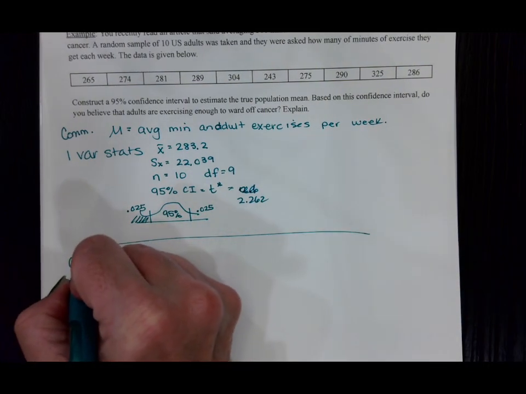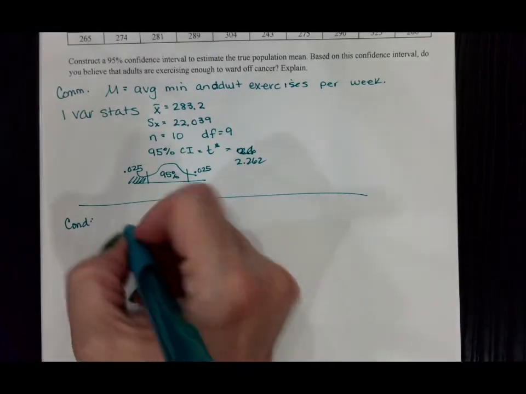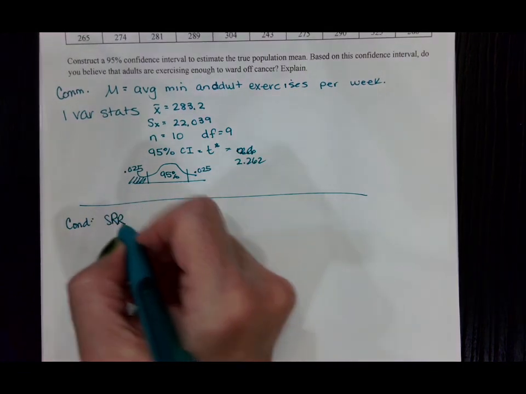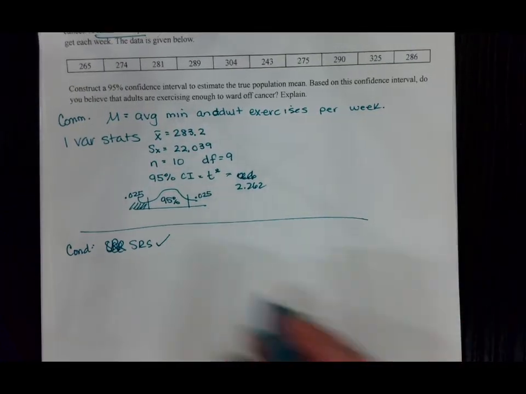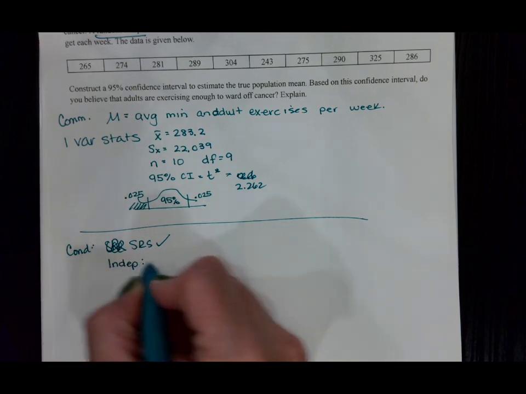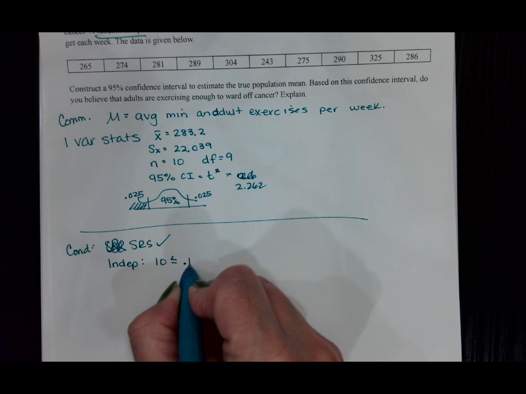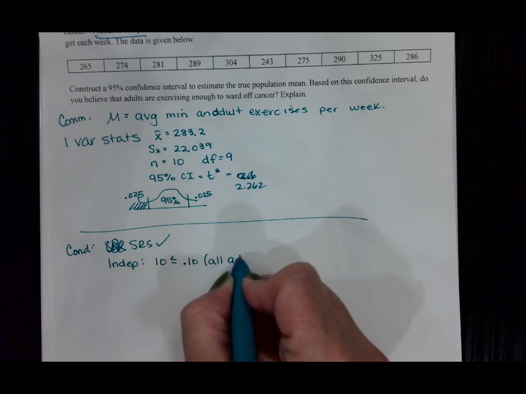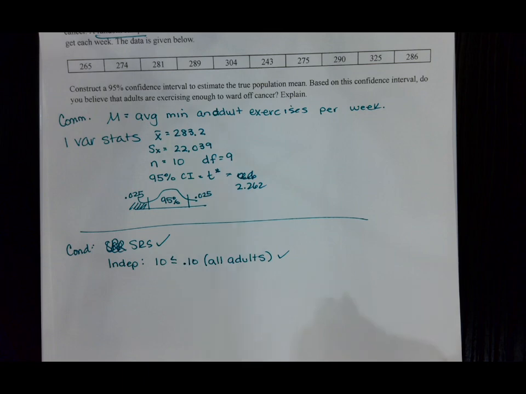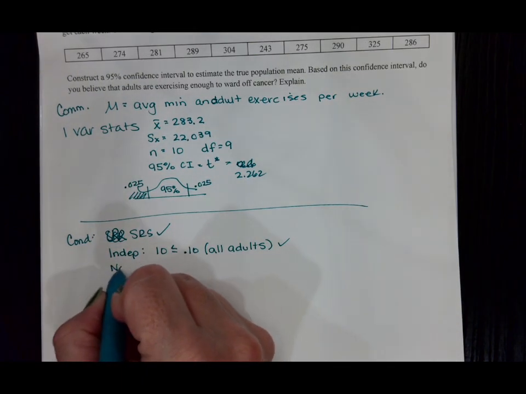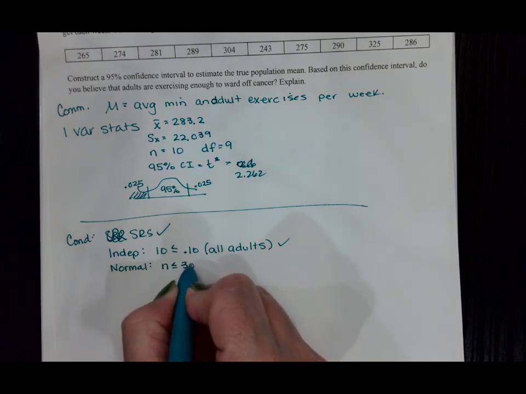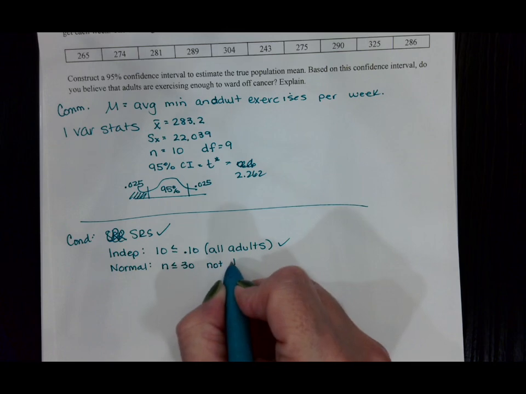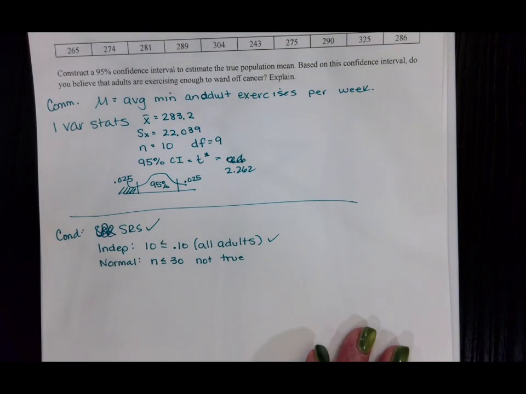So let me go in here and do conditions. So with my conditions, the first thing, is it an SRS? Is this an SRS? And it says here a random sample of 10 adults. So yes, we know that that is true. So now I'm going to check my independence. My independence says 10 is less than or equal to 10% of all adults. And that's for sure true, right? So now I'm going to look at my normal. So normal, I would say n is less than 30, and this is not true. So because this is not true, I have to have a graph.